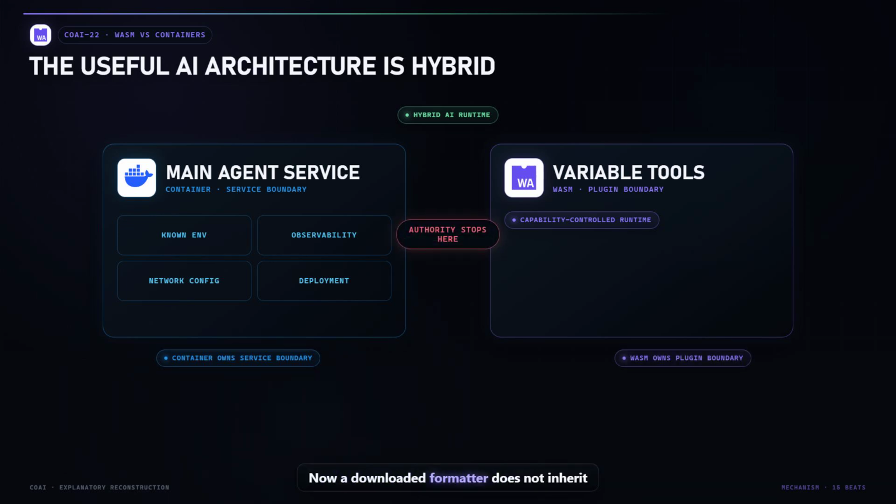Now, a downloaded formatter does not inherit the authority of the entire agent service. A customer-provided function can run with a time limit and a tiny file system view. A parser written in another language can expose a typed component interface without becoming another network microservice.